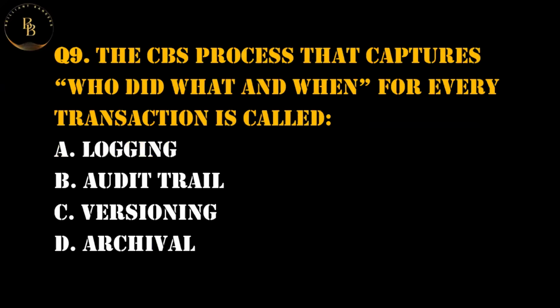Question number 9. The CBS process that captures who did what and when for every transaction is called: logging, audit trail, versioning, or archival? The CBS process that captures who did what and when. So it is easy to know who is the maker and checker. It is an audit trail, which ensures non-repudiation and traceability, critical for forensic investigation and compliance also.